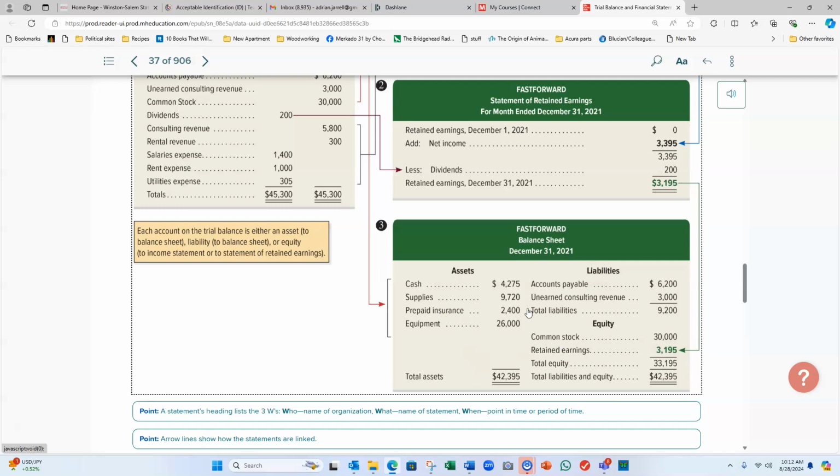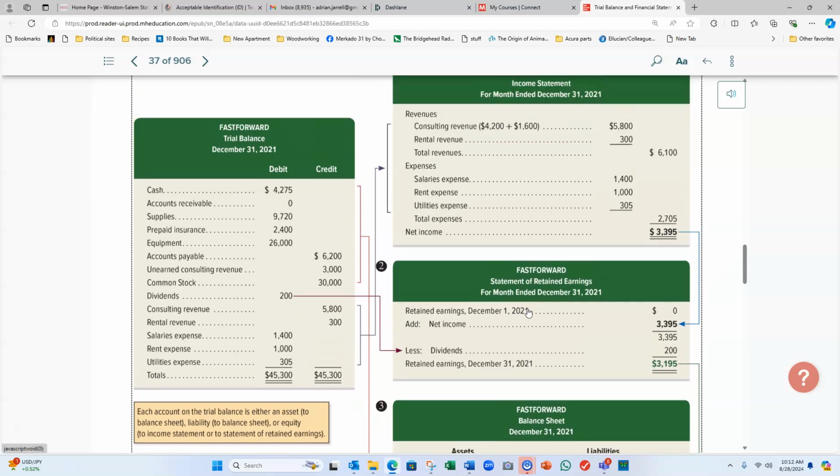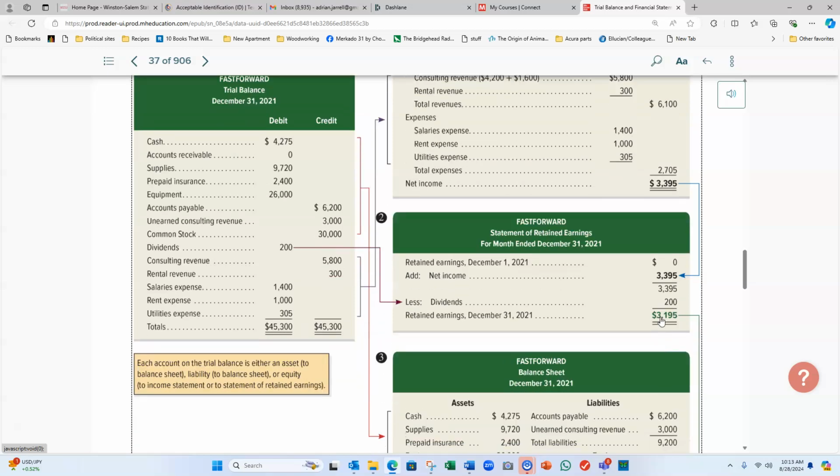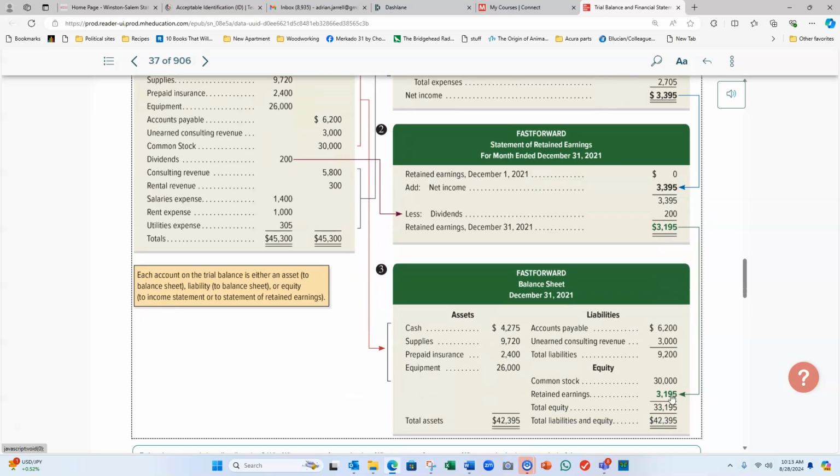Let me go say this again. An income statement only has revenues and expenses. Once we're done with them, we don't see them anymore. We take that net income, which is the difference between revenues and expenses, and we put it on the statement of retained earnings. We subtract from it the dividends and come up with our ending retained earnings. And we don't see dividends again. They're gone. Retained earnings is permanent.